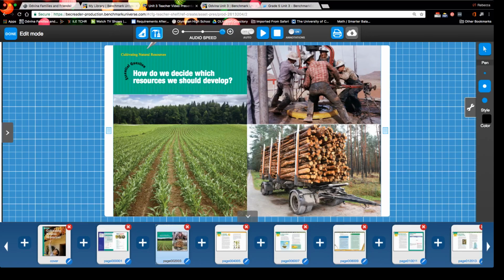How can developing resources help us? How can developing resources harm us? And why do humans use so much corn as a resource? I want you to put some of your ideas as well as some of your partners' ideas.